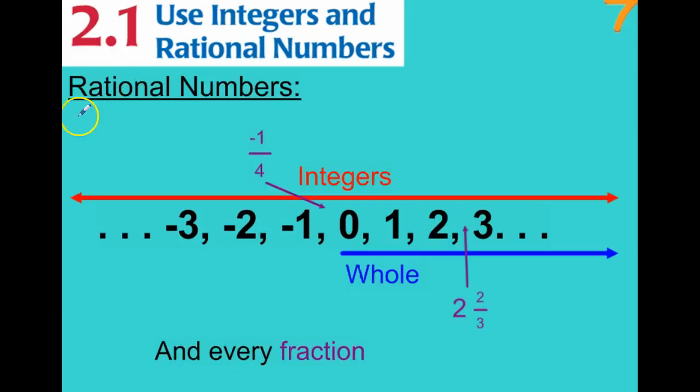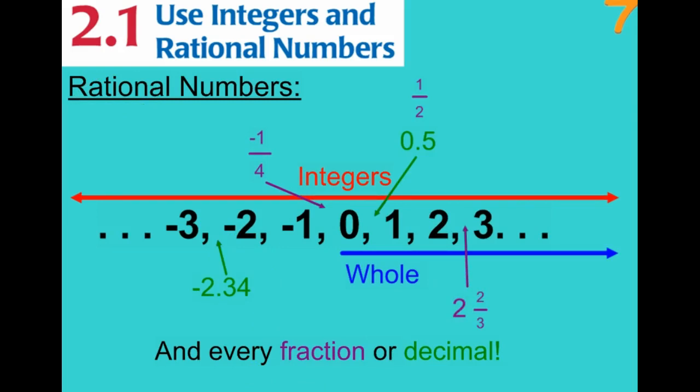Then our rational numbers also include fractions. I could owe someone 1/4 of a pizza. I could have 2 2/3 pieces of cake. However you want to think about it, any fraction is okay. It's a nice number.